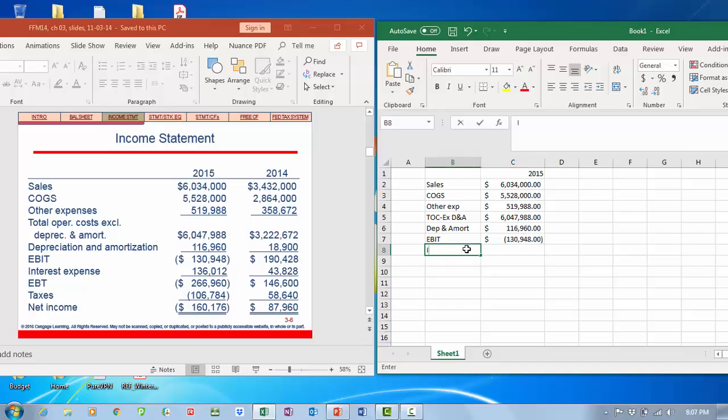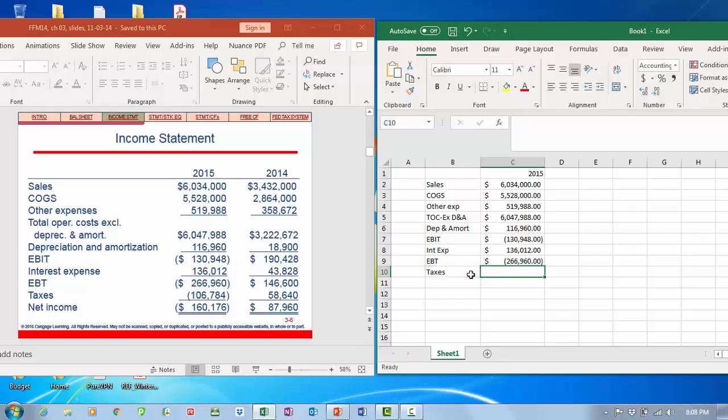Then we have the interest expense. This is the expense that the company has to pay out for the bonds that they have taken out. So this is the interest expense for those loan payments, 136,012, and the earnings before taxes is going to be negative 130,948 minus 136,012, which is going to be negative 266,960.